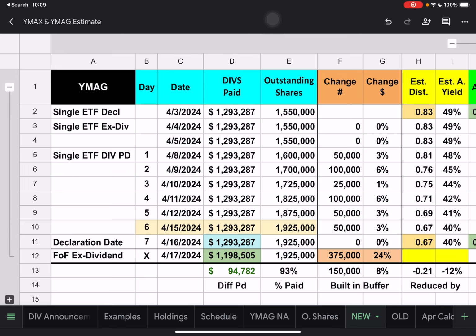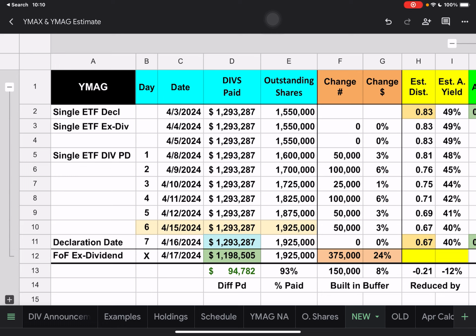And then 93 is just showing that 93% of the dividends received by YMAG were paid out. And then the built-in buffer here is just saying that they built in a buffer, an 8% buffer, that they could have paid another 150,000 of share distributions with the money that they had, or with the dividends that they had received from the underlying.